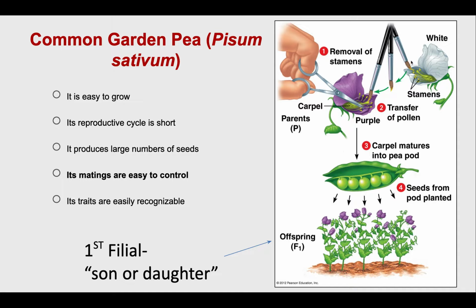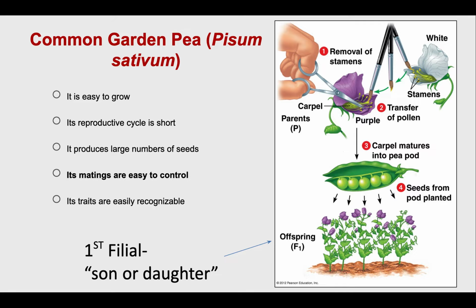And then we're going to use a paintbrush, take some pollen from this white flower on the white stamens, and move it over to the female part of the purple flower, the female part being called the carpel. That carpel is going to mature into a pea pod. So it's really easy to finely control the matings in pea plants.